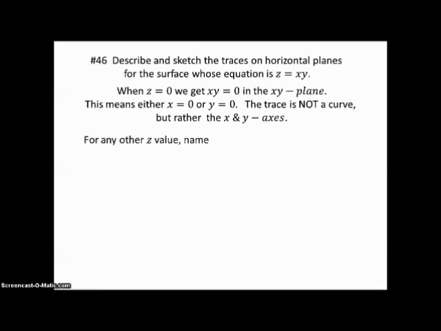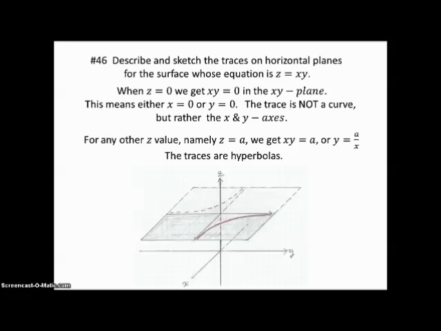So let's move on to any other z value, namely let z equal a. Then we get xy equals a, or y equals a over x, and these are equations of hyperbolas. And here's a picture.